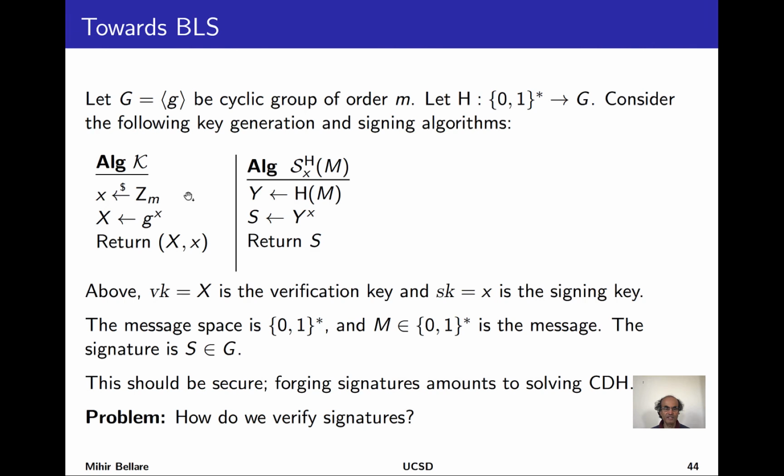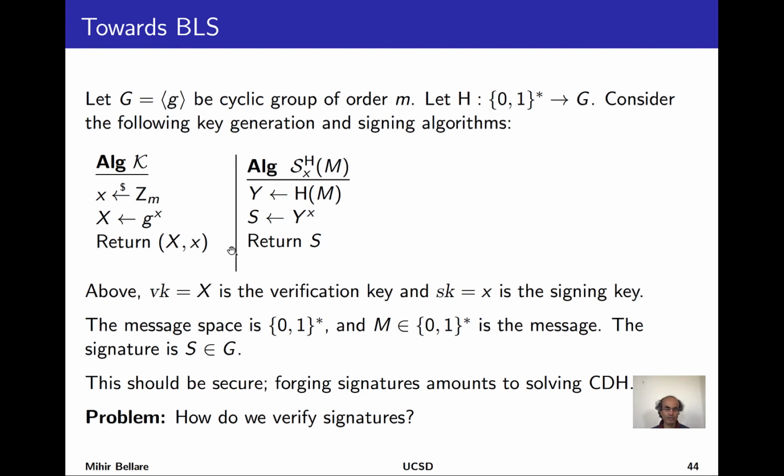And the key generation algorithm is the usual one. The signing key is a random exponent, and the verification key is g to that power. The way I sign a message m, given the signing key little x, is take its hash, that results in a group element, and raise that group element to the power of the secret key, and return that as the signature.